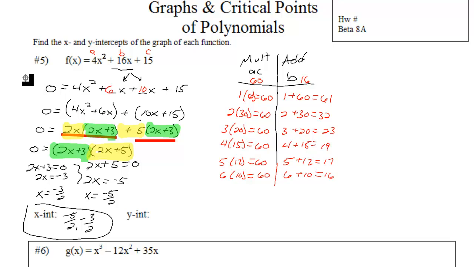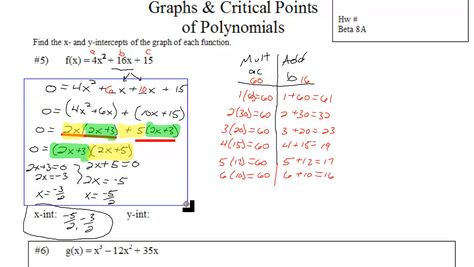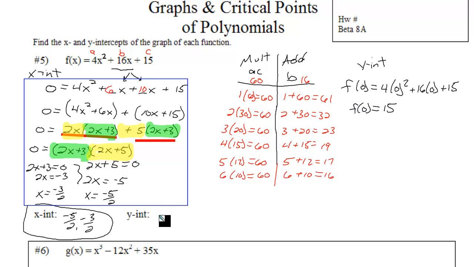I should do a better job of labeling my work. X-intercept, plural, intercepts. Y-intercept. 90% of the time the y-intercept is just a joke. Simply put 0 in for your x's, because any place on the y-axis the x value is 0. Get a y-intercept of 15.